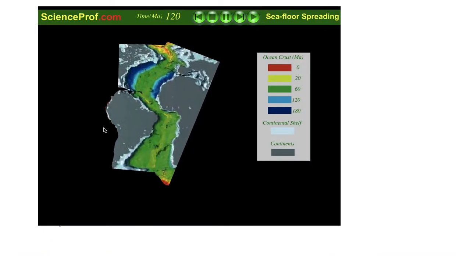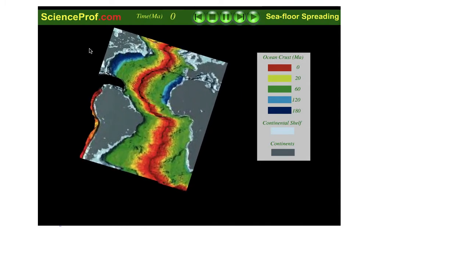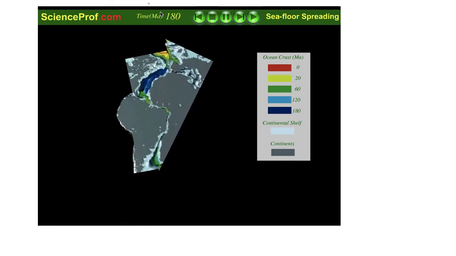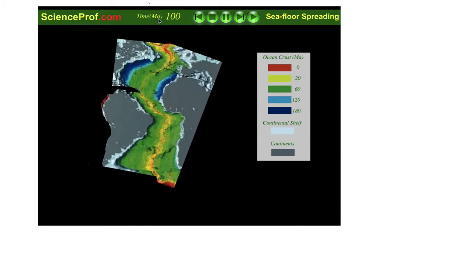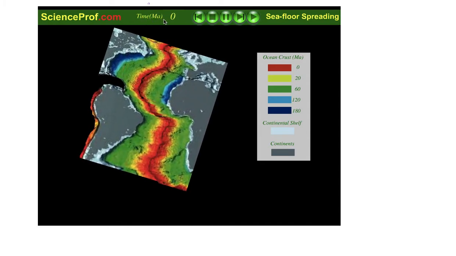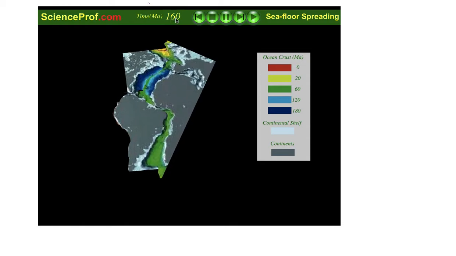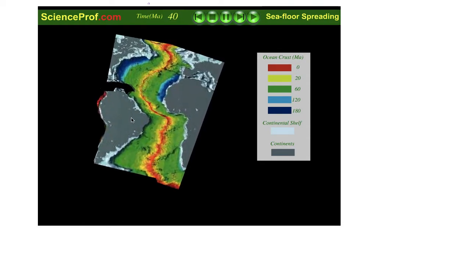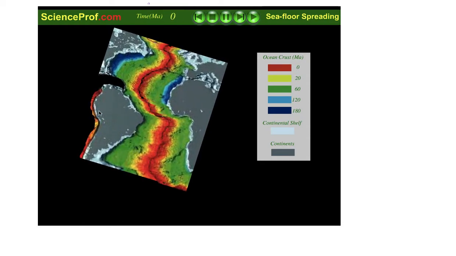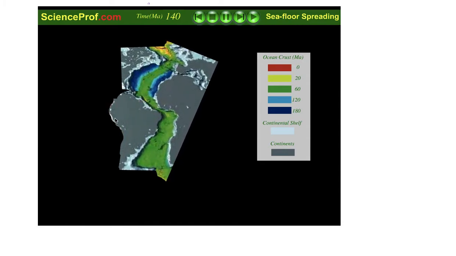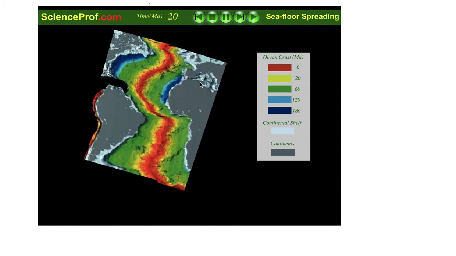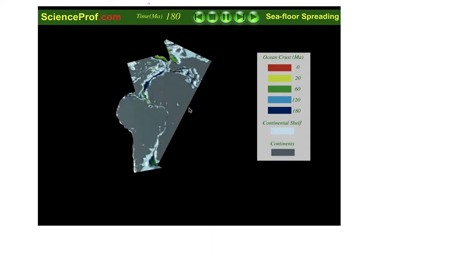This is a very fast-forwarded version of how this would look. So if you look up at the top part here, it's saying time in MA, meaning millions of years. So starting about 180 million years ago, we can see the continents moving apart. You can recognize this continent shape over here is South America. This continent shape over here is Africa.